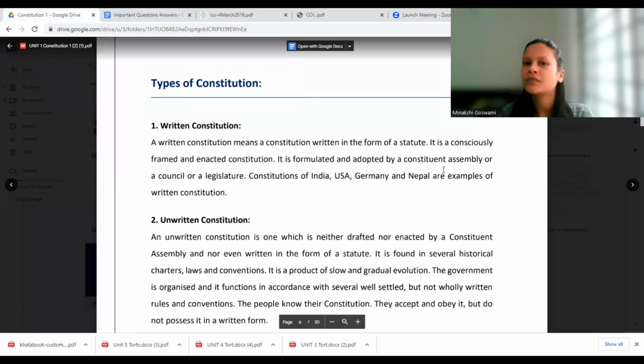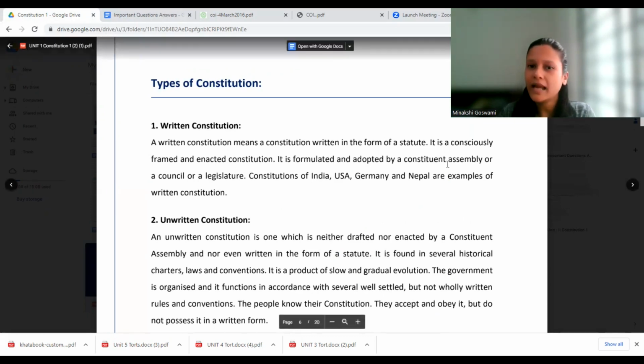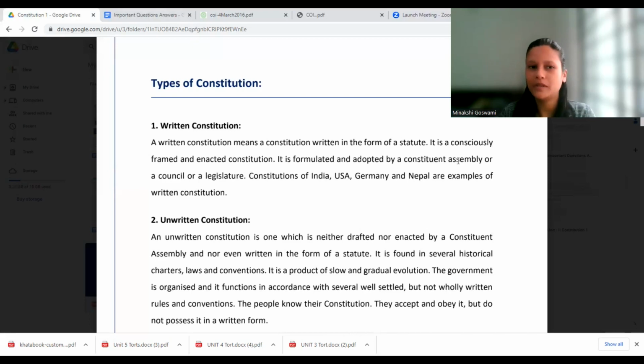It's that easy. It is a consciously framed and enacted constitution. Committees were formed, an assembly was set up, they prepared reports, a draft was published, right? Everything was consciously done. It's not like all of a sudden from somewhere we got the constitution, but it was something which was well planned and enacted in an organized way. And it is formulated and adopted by the Constituent Assembly in the case of India.